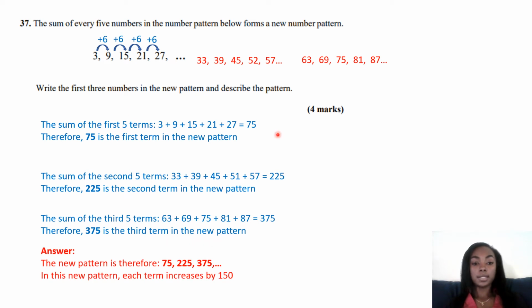So the new pattern now would be 75, 225, and 375. And they said to describe the pattern, so if we look at the difference between 75 and 225, we see 150. If we look at the difference between 225 and 375, we also see 150. So it's safe enough to say that each term increases by 150. All right, and that's your 4-mark question.